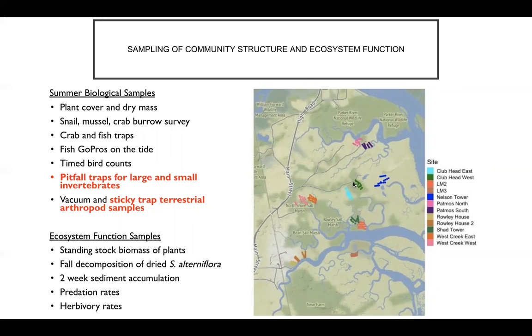They were only placed at the very back of the plots towards the upland border in the cases where the upland border exists. Like, for example, this is Patmos South, and they're up against that upland border edge. This is Nelson, and you can tell that it's in the middle of the marsh. This was just 150 meters or 120 meters back from the creek edge. So just here at the Q5s, that's where the sticky traps are.